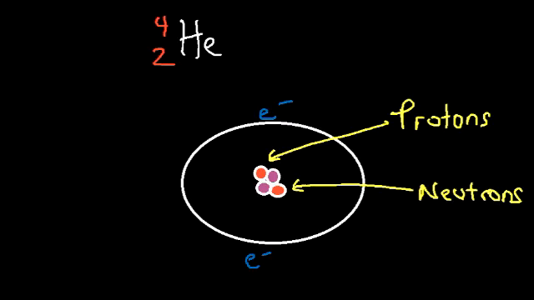Atoms are electrically neutral. They have no net charge. If you add up the number of protons and electrons, helium has 2 electrons, 2 protons, so the net charge is 0. In an atom, the number of protons and electrons are equal. In an ion, they differ.